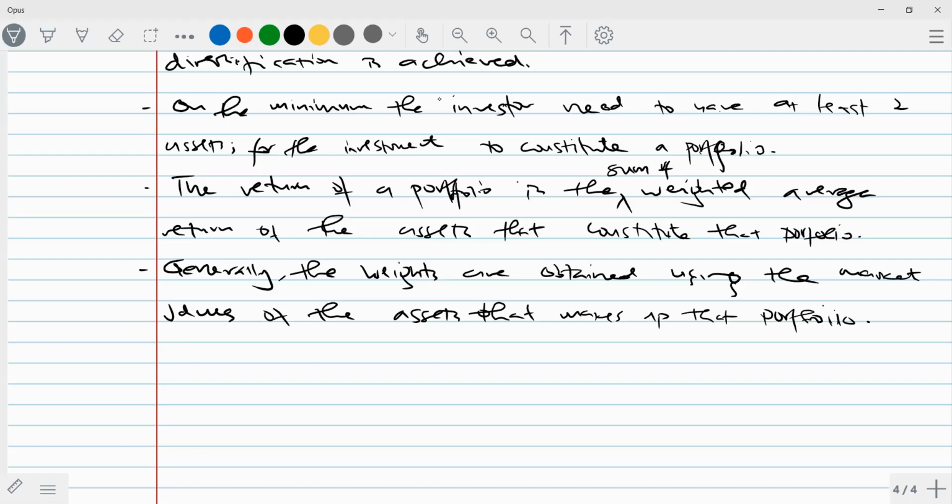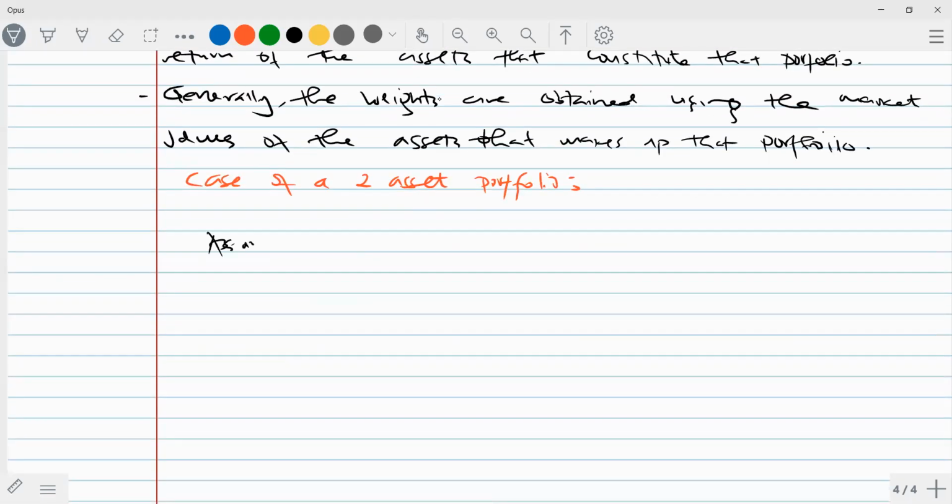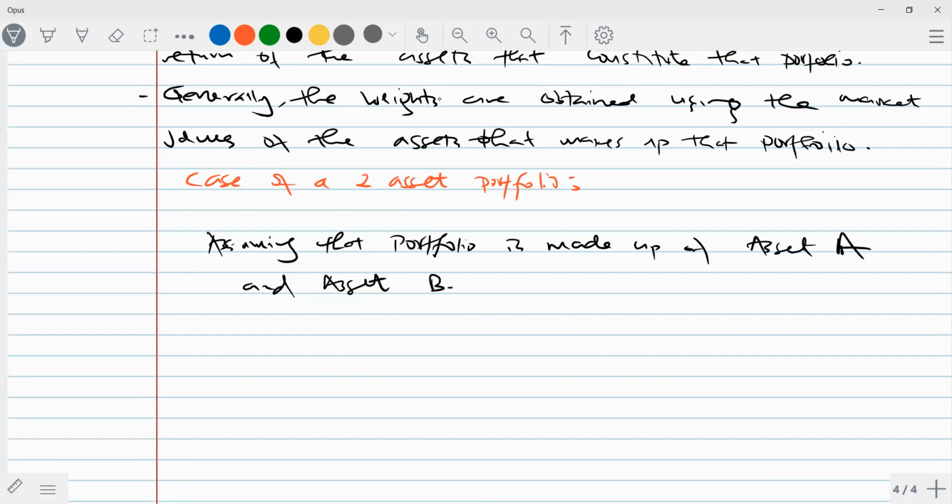If we are to consider the case of a two asset portfolio. Assuming that the two asset portfolio we have here is made up of asset A and asset B. So you have asset A and you have asset B.